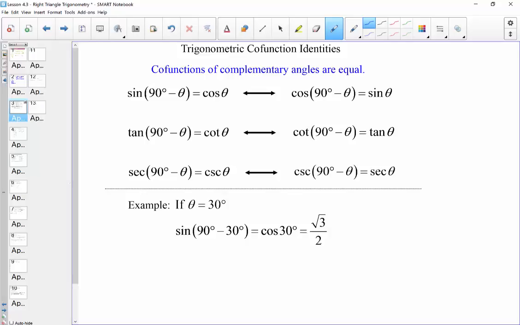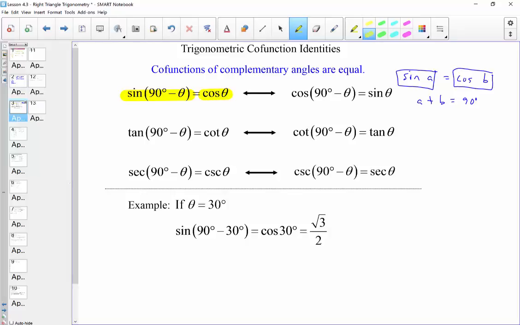So for example, if we have the sine of angle A and the cosine of angle B, and angle A plus angle B equal 90 degrees, then we can say that the sine of A equals the cosine of B. And that's what the first identity is telling us, that the sine of 90 degrees minus theta equals the cosine of theta.